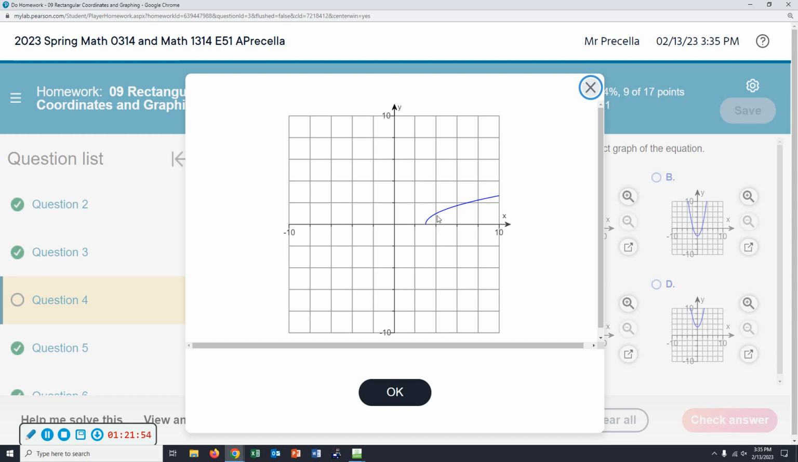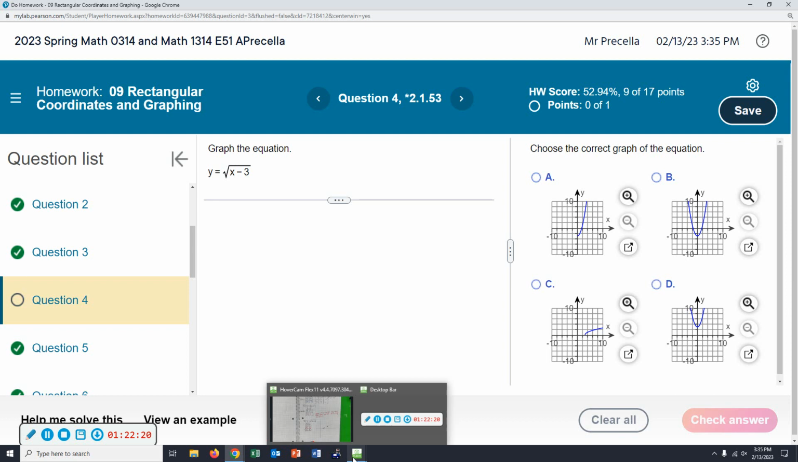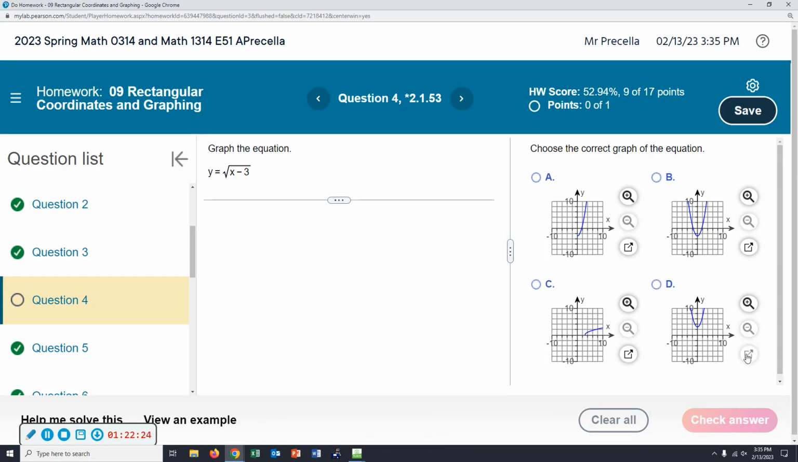Is it, oh, see? Yeah, a square root graph has this same shape. It doesn't matter if it's x minus 3, x minus 7, x plus 5. It's going to have just this little smooth, slowly going up curve shape. And it has a definite starting point. Okay? But there's nothing real sophisticated here. Just looking at your points that you have and looking at the graph.